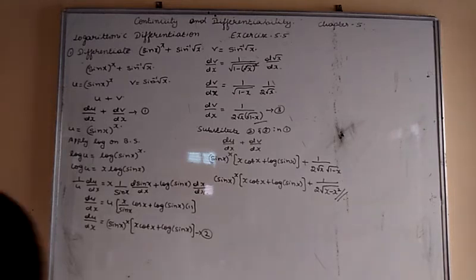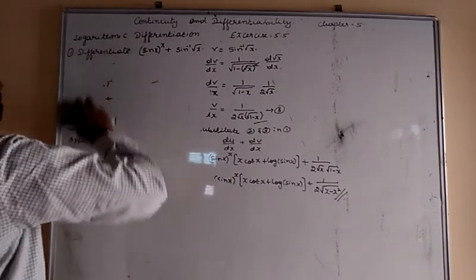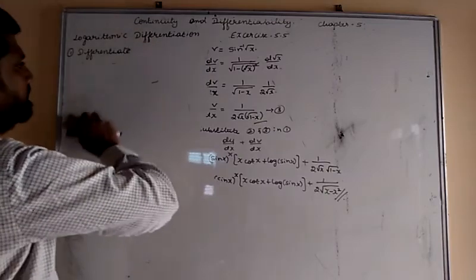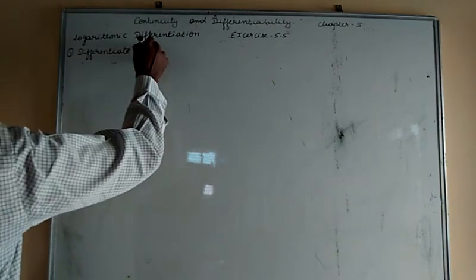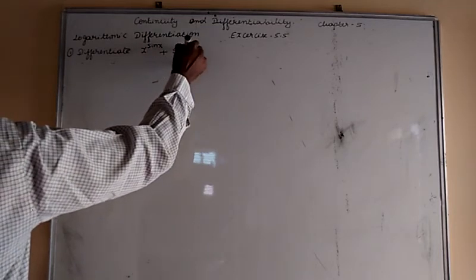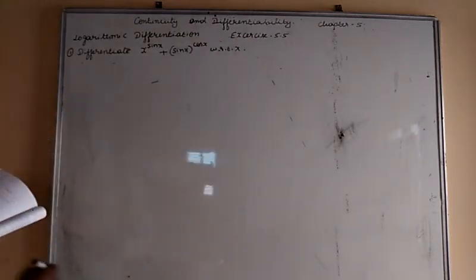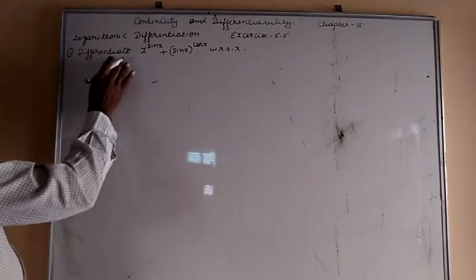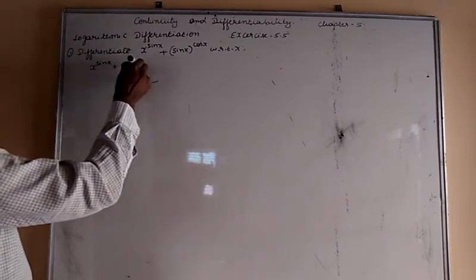Take down the next problem. x to the power of sin x plus (sin x) to the power of cos x with respect to x. Okay, so let us take the function x to the power of sin x plus (sin x) to the power of cos x.